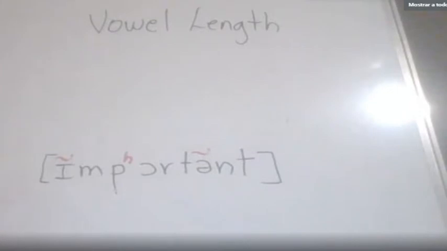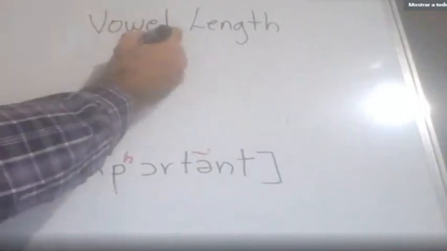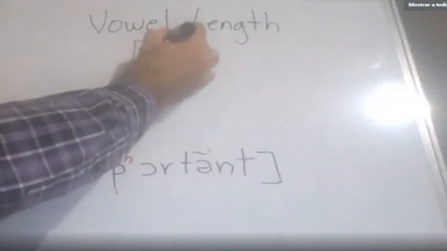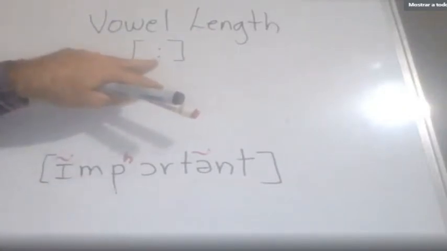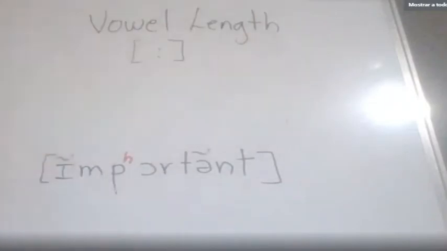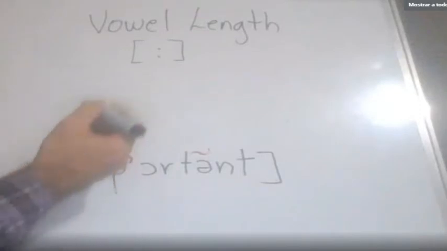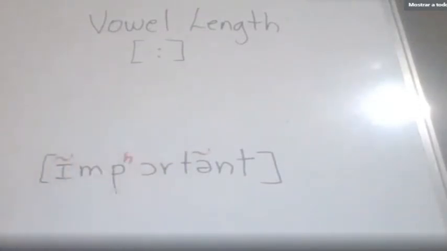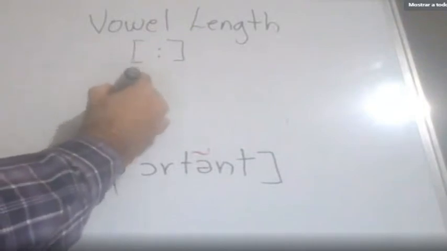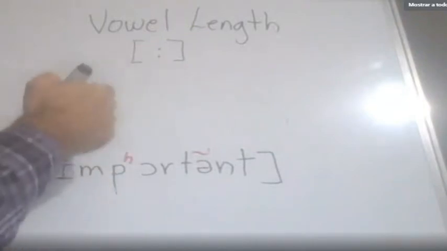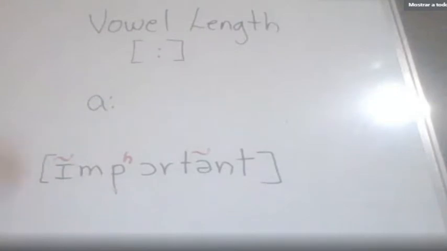So the rule, well, let's write the symbol. The symbol for vowel length is this colon right here. It is placed after the vowel. That happens in words like British English. Remember, in the morning I said the word party, right? Party or potty. So when you drop the R, you make the vowel longer by placing this colon after it.